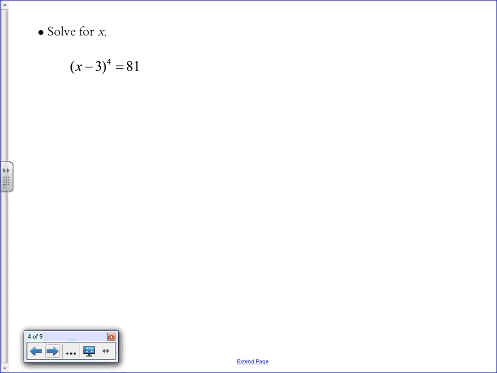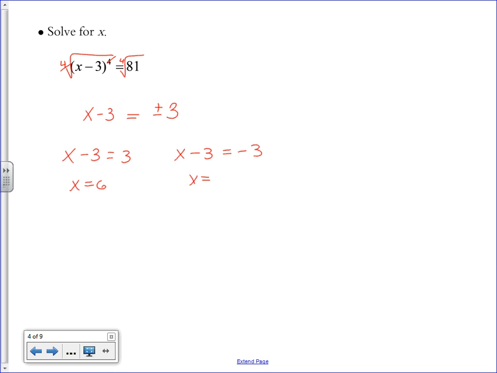Similarly here, if the entire expression in parentheses is being raised to the 4th power, we want to start by getting rid of the power by taking the root. So we're going to take the 4th root of both sides. And what's left on the left side of the equation is just x minus 3, because the 4th root and the 4th power would cancel out. But on the right side of the equation, we have to remember that this could be positive or negative 3. And now we actually have to separate this and solve this as 2 separate equations. It's x minus 3 equals positive 3, and x minus 3 equals negative 3. Solve both equations, and both of them are acceptable answers.